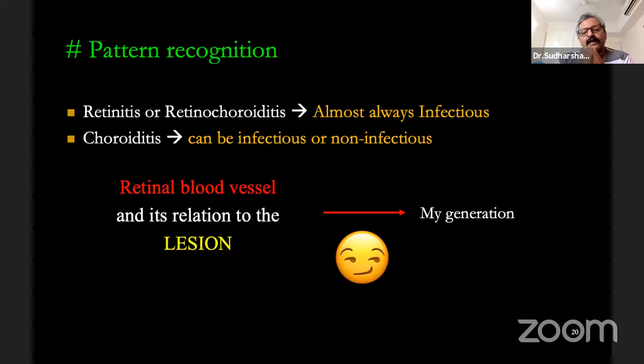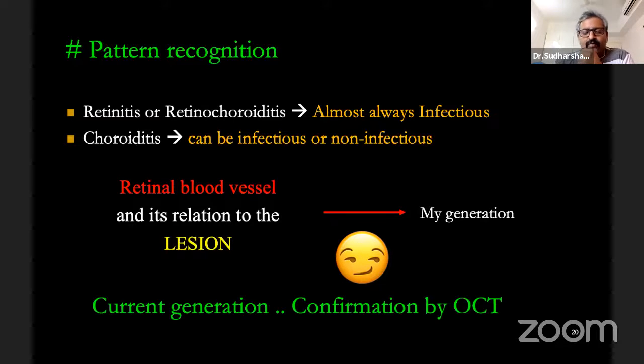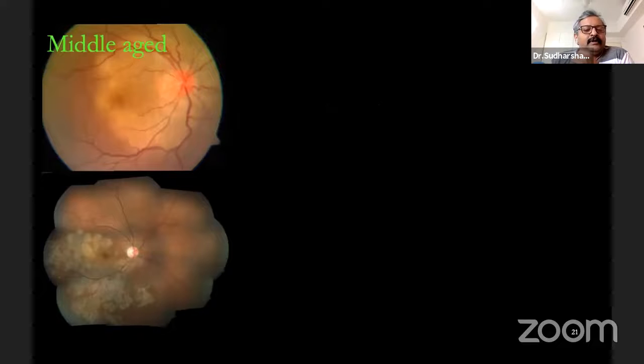We are always taught in our generation that the retinal blood vessel and its relation to the lesion will give the clue whether it's a retinitis or retinochoroiditis. And suddenly I realized that we've become quite old when all my PGs and fellows keep showing the OCT and ask me whether it is retinitis or choroiditis. If it is choroiditis, then when do you think you'll have to treat with an anti-infective drug along with the steroids? This is a middle-aged patient.